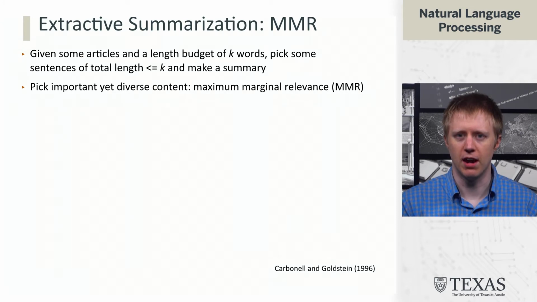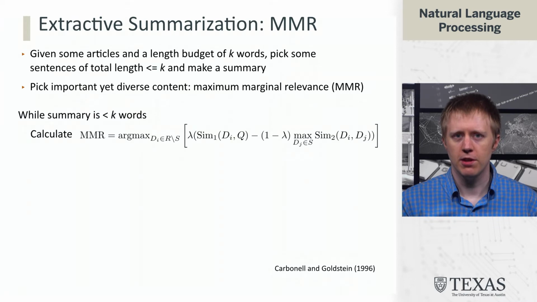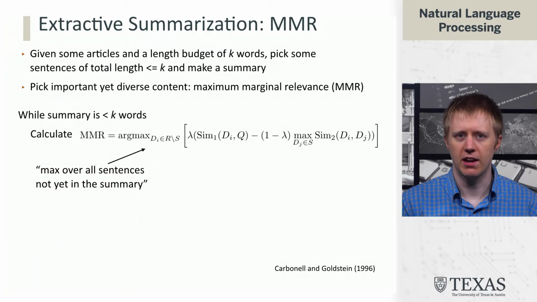One of the earlier formulations of this, due to Carbonell and Goldstein, is what's called maximum marginal relevance, or MMR. Here was their formulation of it. Basically, they said, all right, as long as the summary is less than k words, we're going to add a new sentence to it. What they're doing here is they're saying, all right, we're going to look at the argmax over all sentences that are not yet in the summary. R is the document collection, and S is the summary here.